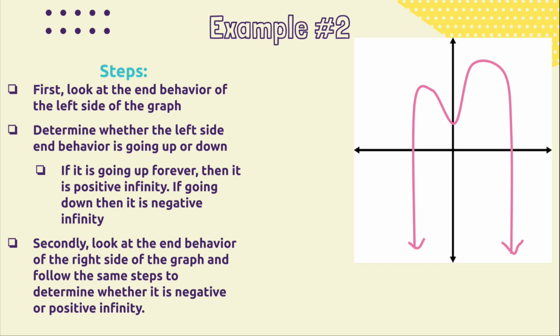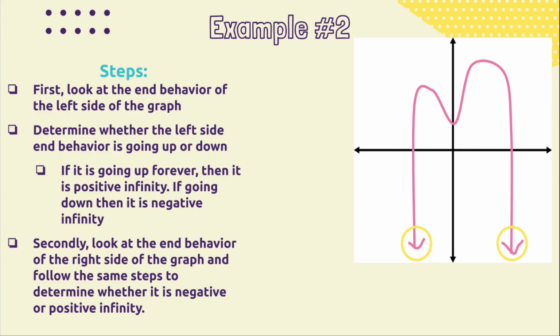Now, moving on to example number 2 of topic 1.6, we are going to be talking about a similar concept, but this time it will be in graph form. So it's all the same concepts. First, you want to look at the end behavior of the left side of the graph and determine whether it is going up or down. If it is going up forever, then it is going to be positive infinity. If you're going down, then it is going to be negative infinity. Once you have made the decision of whether it's going up or down, write it down in limit notation form.